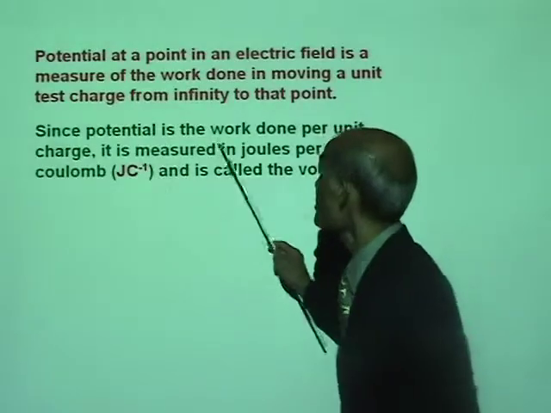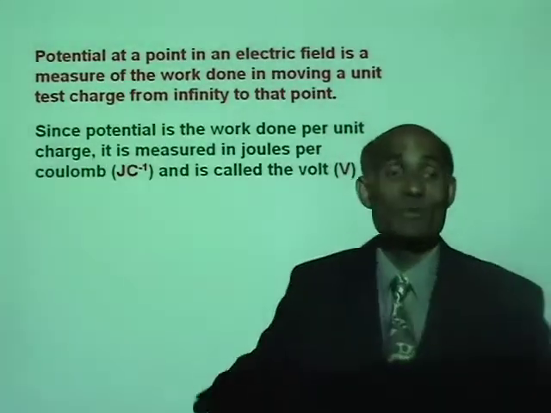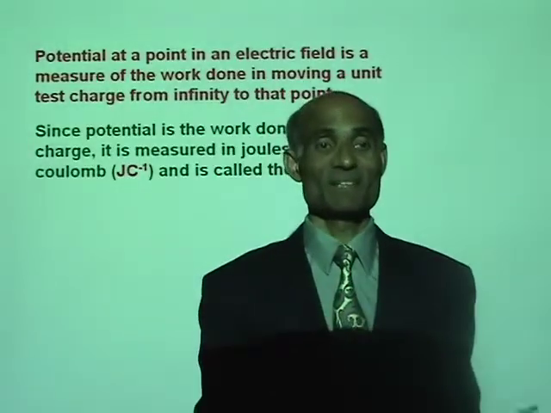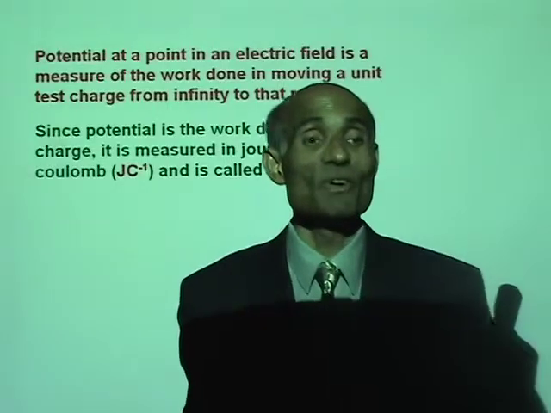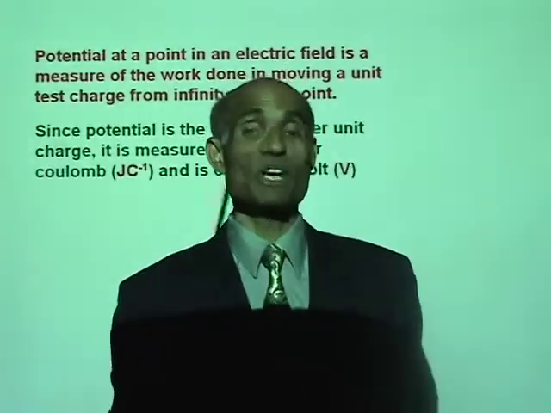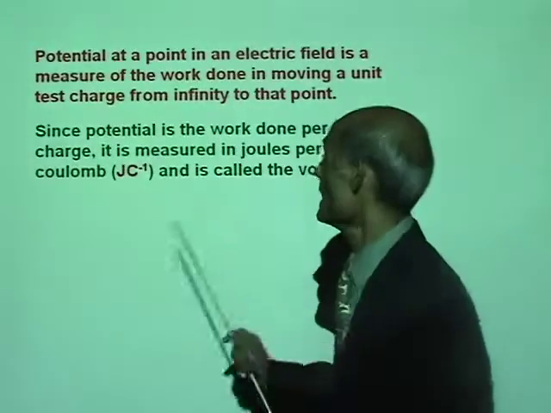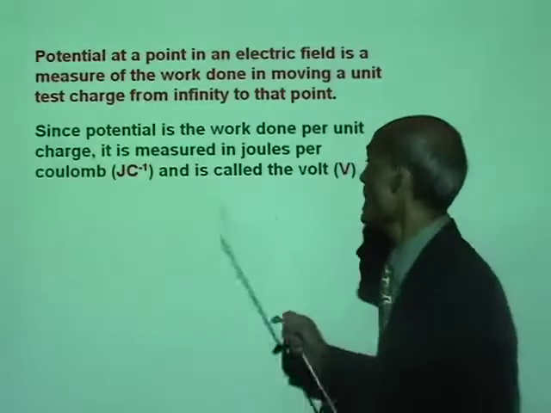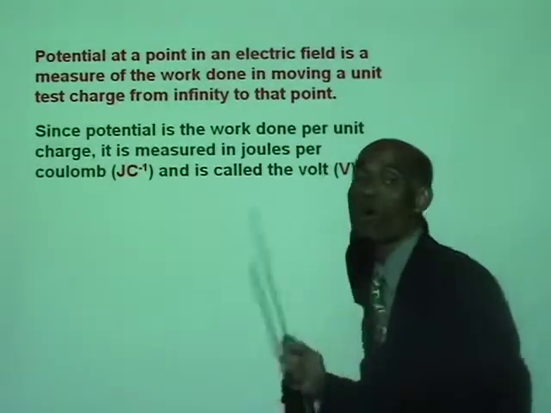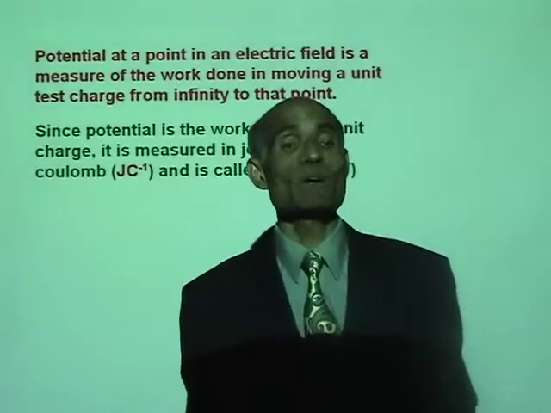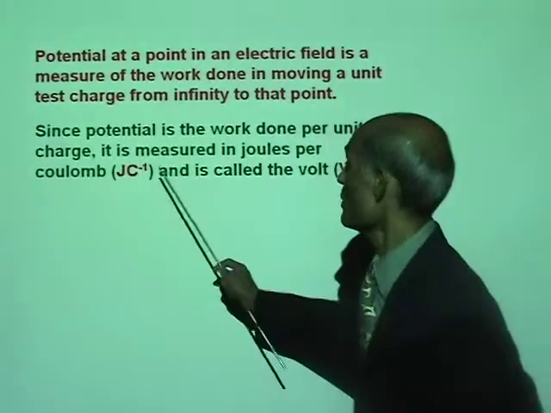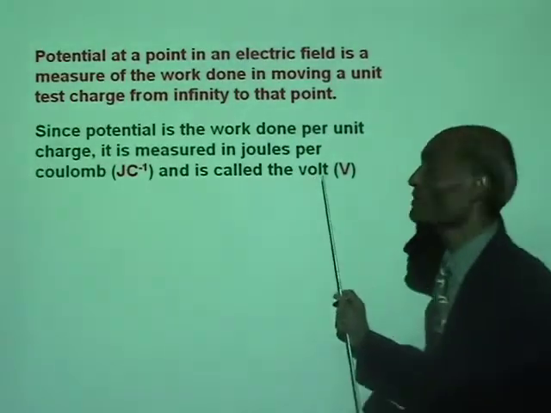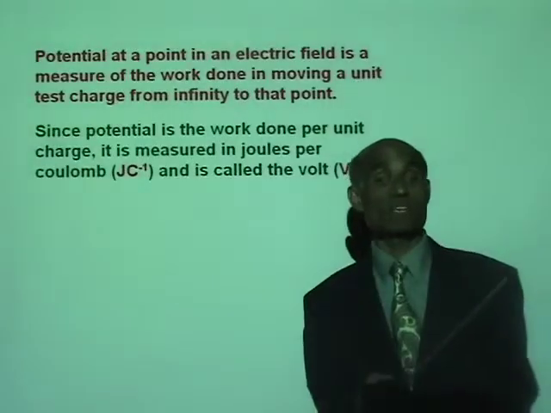So, since potential is the work done per unit charge, what will be the unit for measuring electric potential? Electric potential is a measure of the work done per unit charge. It is joules per coulomb. Electric potential is measured in joules per coulomb, and we call it the volt. A joule per coulomb is called the volt. So electric potential is measured in joules per coulomb, called the volt, and we will use the uppercase V to represent that.